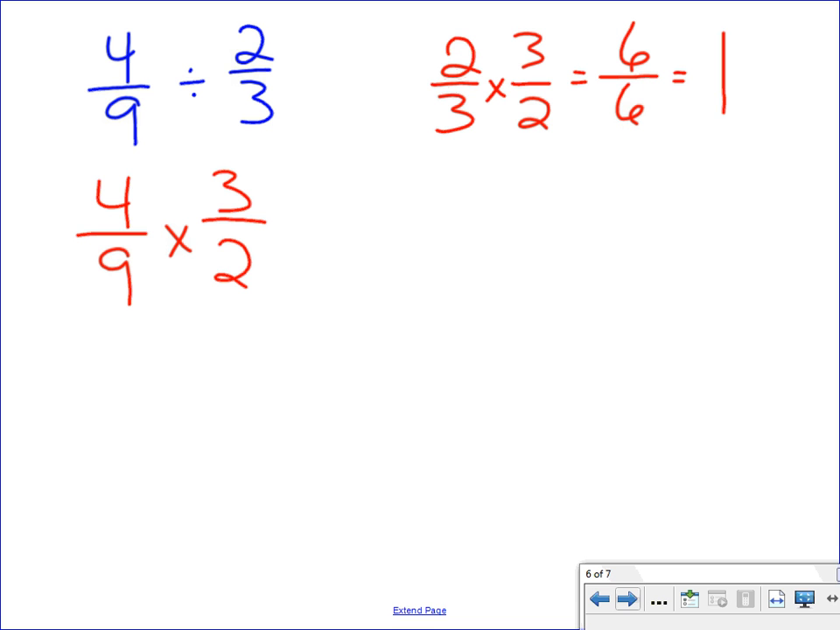Again, let's stop right here and say, can we simplify? And in this case, yes, we can. We can divide the 3 and the 9 by 3. 3 divided by 3 is 1. 9 divided by 3 is 3. And we can do the math.